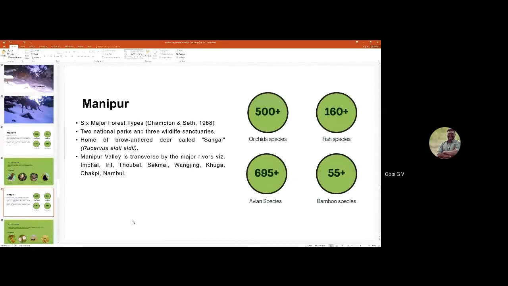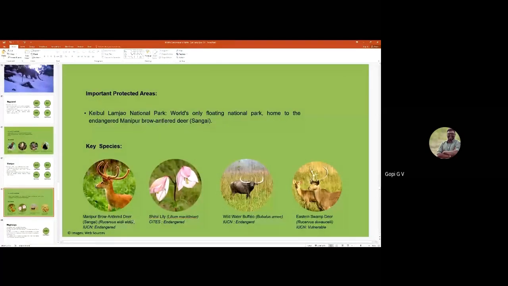very rich in wildlife. You have national parks like the Keibul Lamjao National Park, in the Loktak Lake. Loktak Lake is a Ramsar site, a wetland of international importance. And the southeast portion of this lake harbors the small protected area of 40 square kilometers of the Keibul Lamjao National Park, which has the only known existing wild population within India of the Manipur Brow-antlered Deer, or the Dancing Deer. They live on these phumdis, the thick, floating mass of vegetation, and it is also called the floating national park. A very important species.